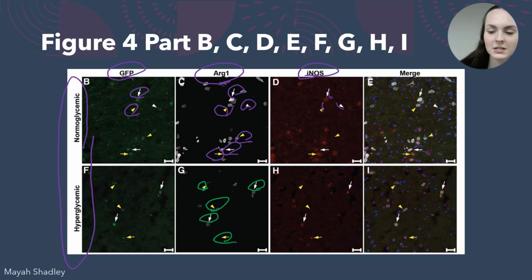And then if we merge them all together in this last slide, they added an extra nuclear blue stain in order to be able to recognize the spatial relationship between the different cell markers and nuclei. So the biggest takeaway here is that there's more of the positive arginase 1 right here in the normal glycemic versus the hyperglycemic. And that's seen more in this merged one, but I feel like it's easier to see in the second column because there's not as much staining there, but that is the main takeaway.